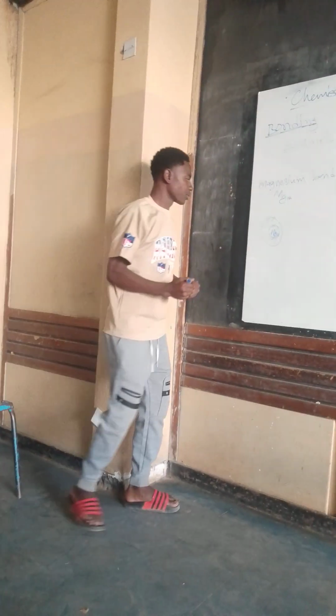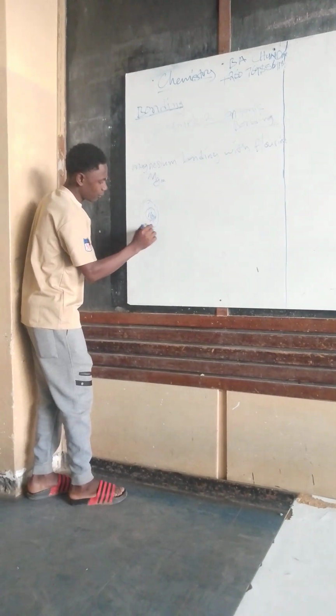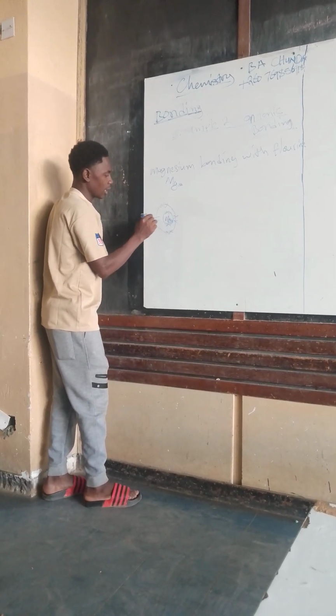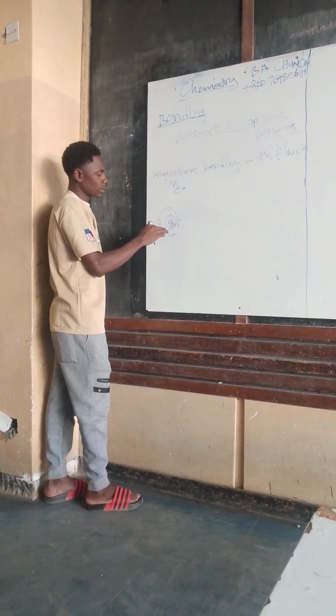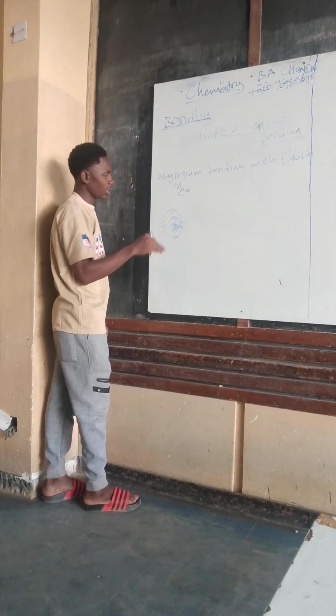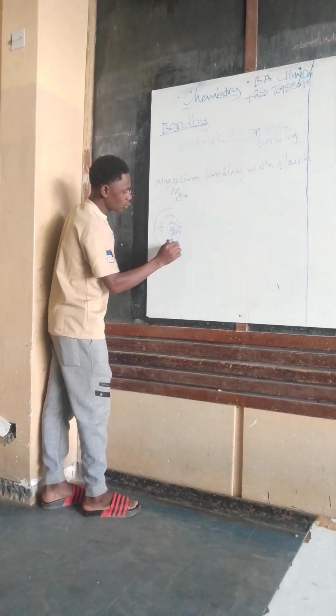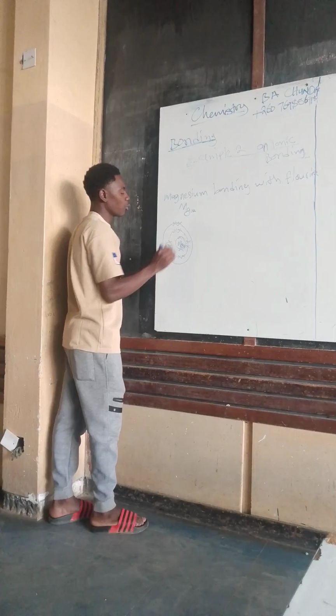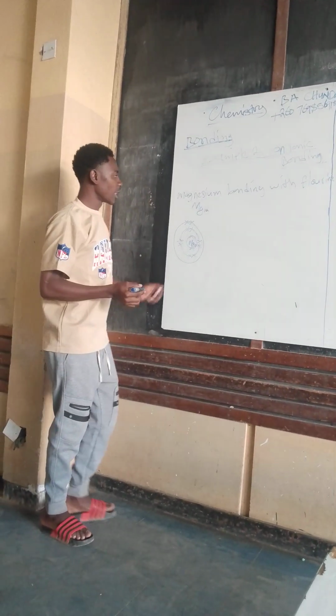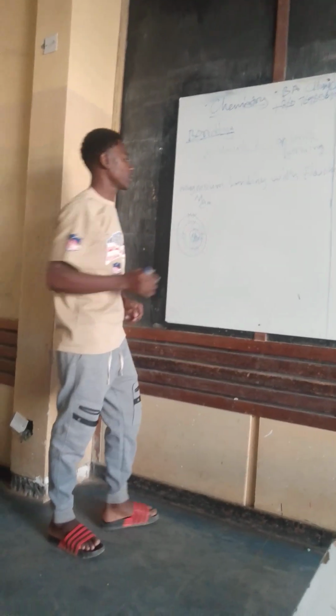Back to magnesium now. So we have 2, 4, 6 and 8. So 8 plus 2 inside the first shell, we have 10. So we are remaining with 2 more electrons to write for magnesium. Okay. Then let us write for fluorine.